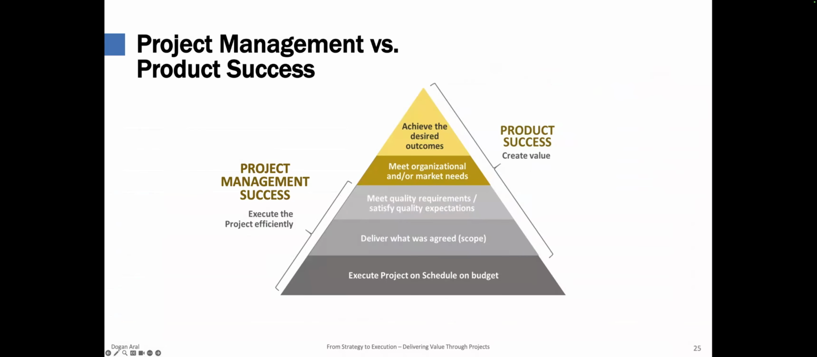Traditionally, we define project management success based on efficiency. Did we deliver on time? Did we stay within budget? Did we meet the defined scope? But that only tells us how well we executed the project. It does not tell us whether the project created value. So that's where product or outcome success comes in.